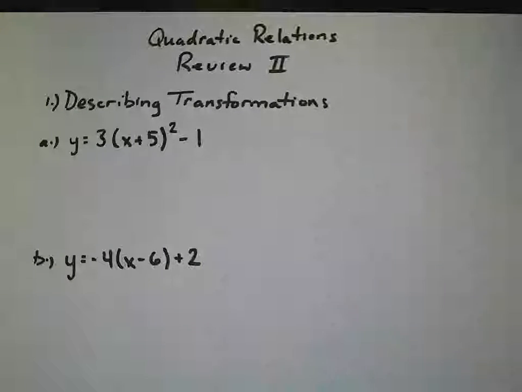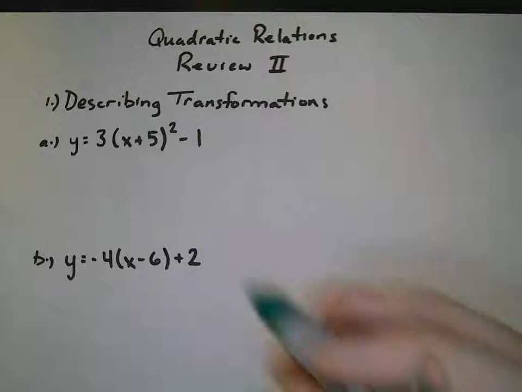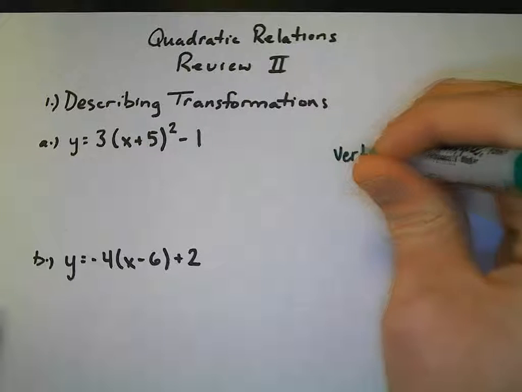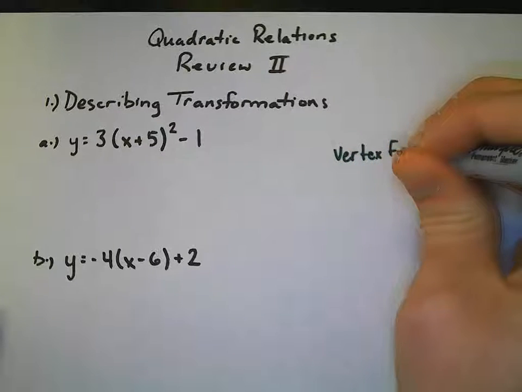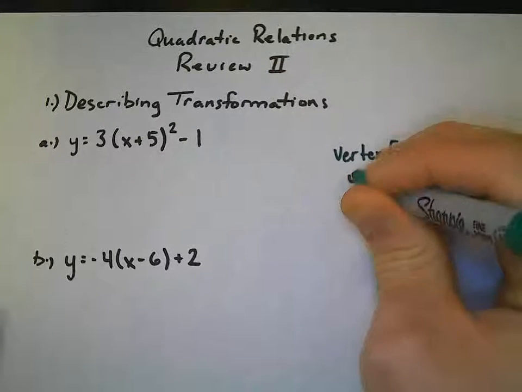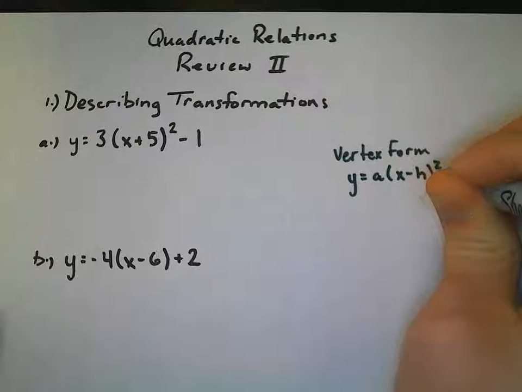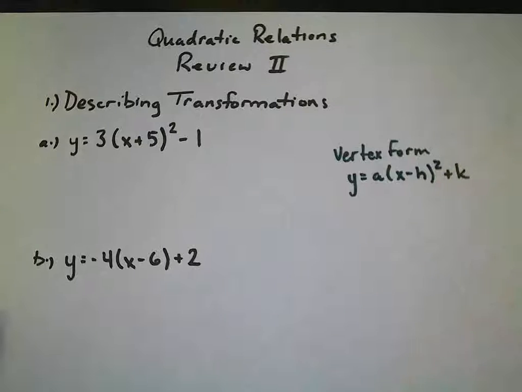Welcome to your second quadratic relations review, which is optional, but I'm hoping some of you are taking advantage of this. For tomorrow's test, we need to make sure that you know how to describe transformations. I have two different equations, and both of these equations are in vertex form. Vertex form is written as y equals a(x minus h) squared plus k.